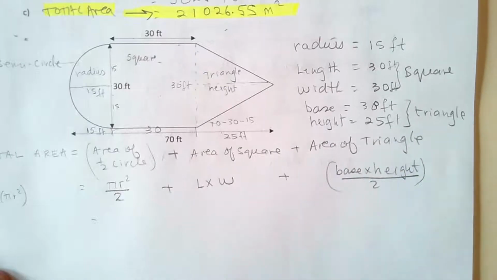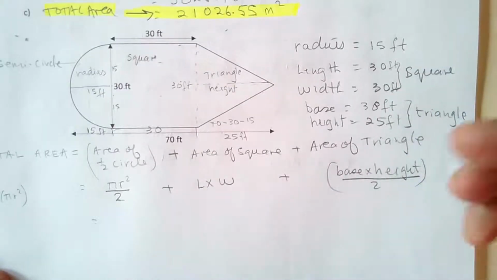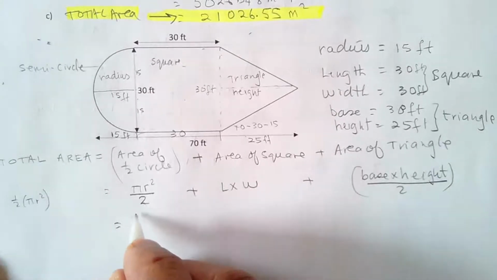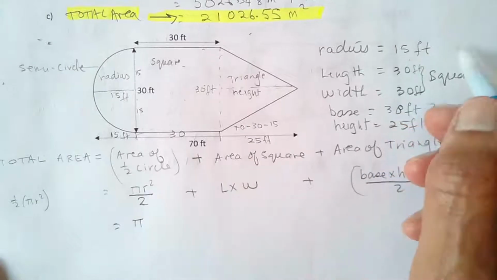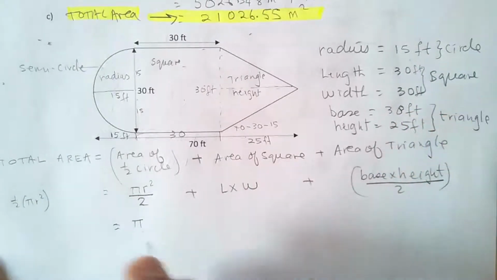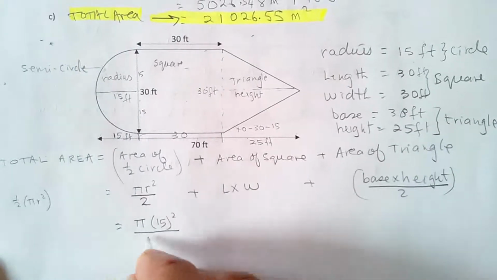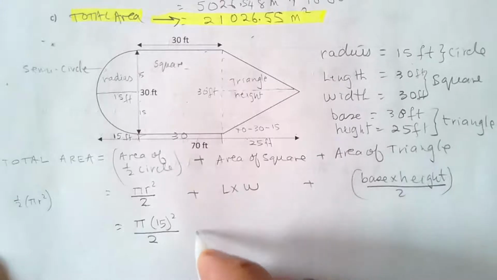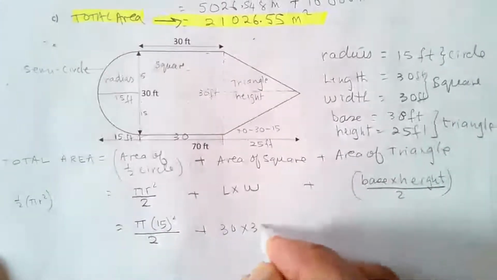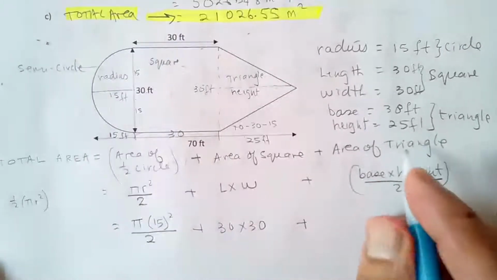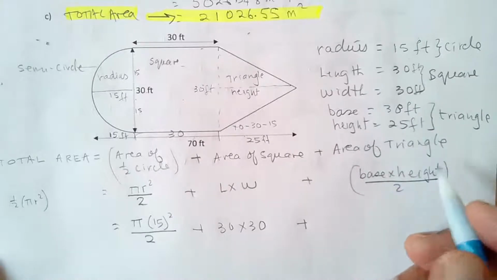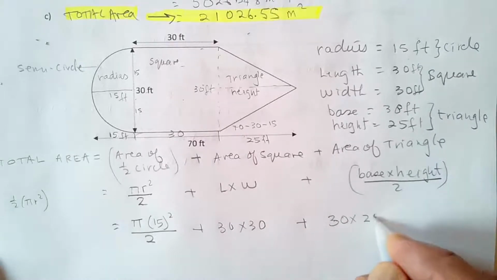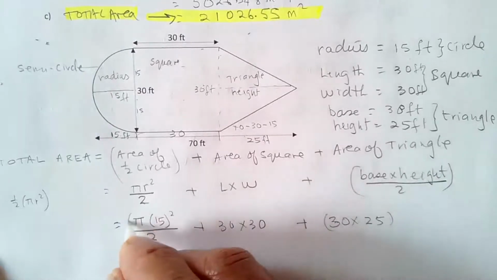So now we have all of our dimensions. We'll take our dimensions and substitute into our formulas. So we know pi, the radius is 15. So we can put here, this is for a circle, 15 squared. Remember to divide it by 2 because it's half of the circle, because we don't have two circles in this case. Plus the length times the width, which is 30 times 30. Plus the base, which is 30, times the height, which is 25, divided by 2. I'll just put a bracket around that.